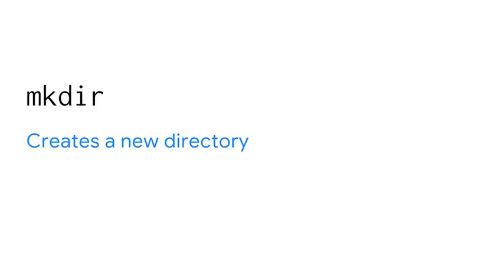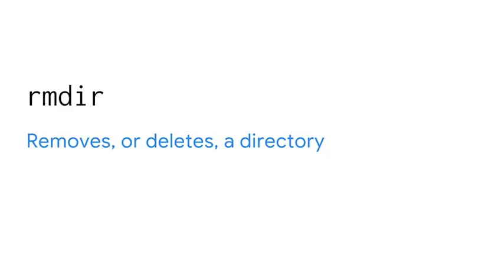For example, within a directory for reports, an analyst may need to create two subdirectories, one for drafts and one for final reports. Now that we know why we need directories, let's take a look at some essential Linux commands for managing directories and files. First, let's take note of commands for creating and removing directories. The mkdir command creates a new directory. In contrast, rmdir removes or deletes a directory.